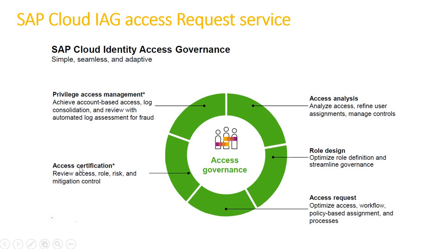And then you have one more module, the Access Certification module. Over a period of time people keep asking for additional access. After some period of time you want to review whether the access is correct for the user. If the control team feels that this access is not appropriate for the user, they can remove the access from the user, or they can mitigate that access. That is the Access Certification module. So these are the modules we have in SAP Cloud IAG.